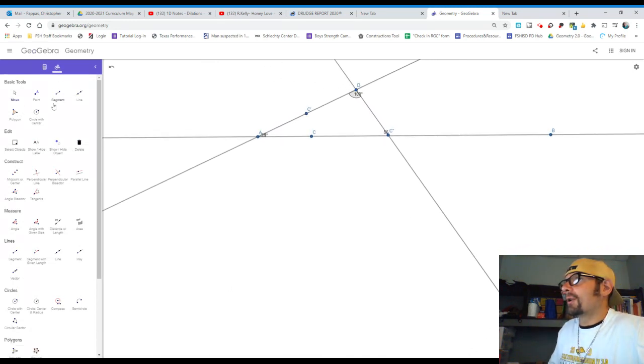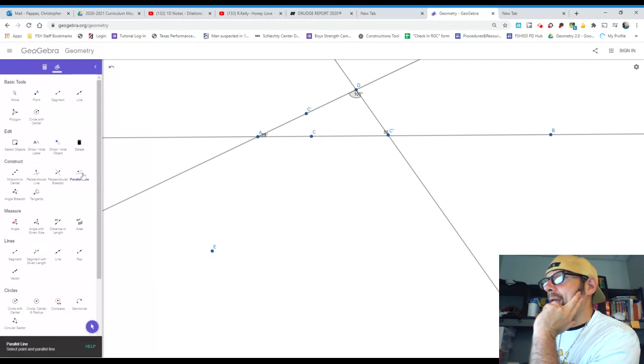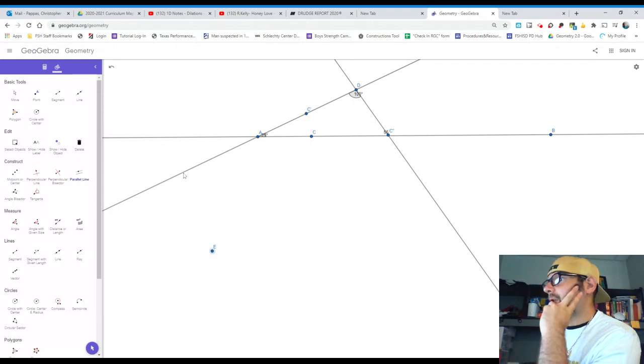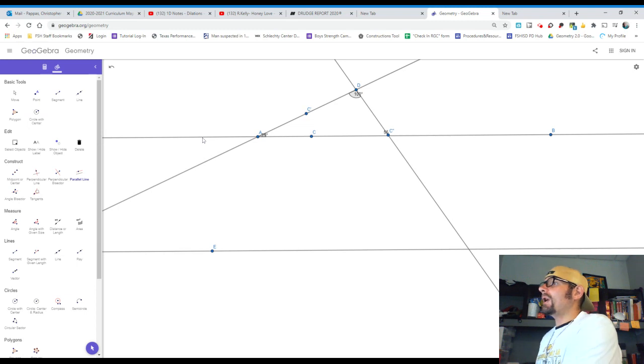I'm going to come down here and make a new line, and we're going to make it parallel to this original line AB. How we're going to do that, we'll hit a point. Click it down here. There's point E. Now we're going to do a parallel line. We're going to click on point E, then click on this line right here. And so on the bottom, it's going to create a parallel line through point E that's parallel to AB.